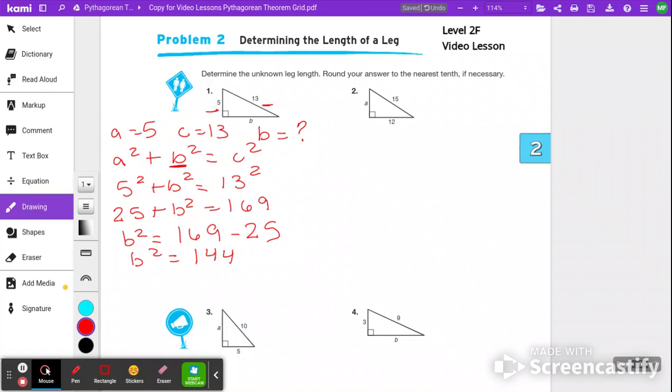So now we need to find the square root of 144 to get the side length B. The square root of B squared is B, and the square root of 144 is 12. So the side length B is 12 units.